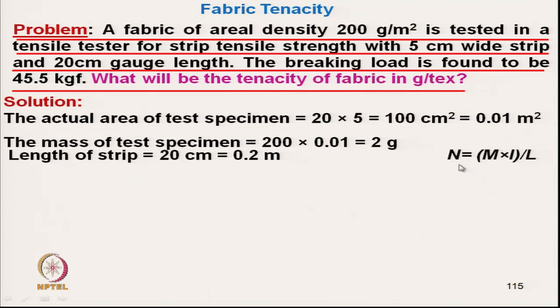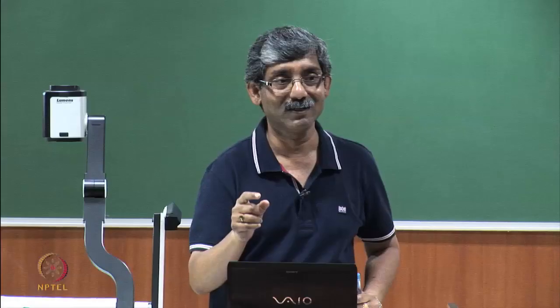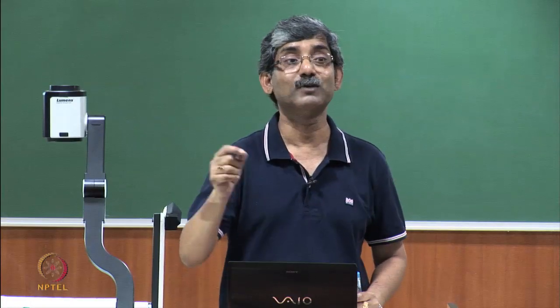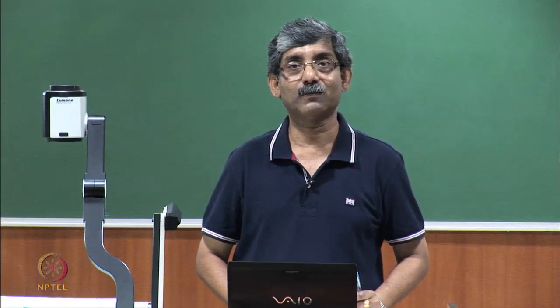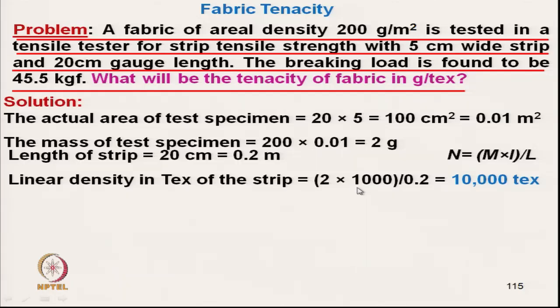test, and we know the Tex value is the mass of the sample divided by the length of the sample, multiplied by L, where L in that particular Tex unit is 1000. So, we can use this value here. Mass of the specimen 2 gram, L is 1000 meter, and the length of the specimen is 0.2 meter. So, it is coming out to be 10,000 Tex.